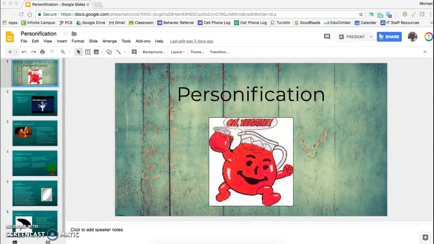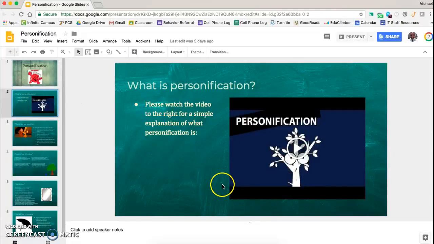This video is going to go through the concept of personification. So we even have this picture of the Kool-Aid Man on the first slide because this is an example of personification. It's where you take an object and you make it more like a person. So that's why it's called personification. That's where the name comes from. You can see the Kool-Aid Man here is just like a normal picture of Kool-Aid, except he is now a person. Okay. So this video just goes into a little bit more depth with it.